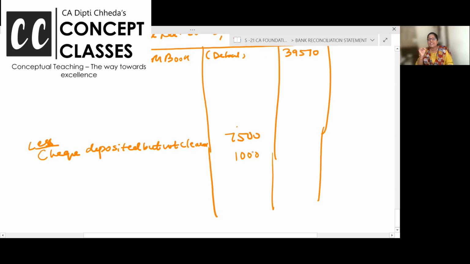See, language is important. Read the language again. Check deposited is 4,800. So you debited bank, but in your bank account, credit was given for 3,800. Means 1,000 more credit they have to give, no? Right? Check deposited but not cleared.